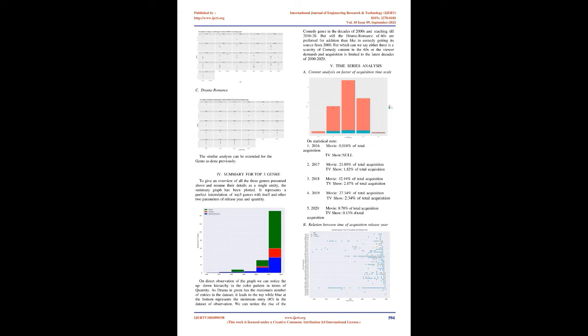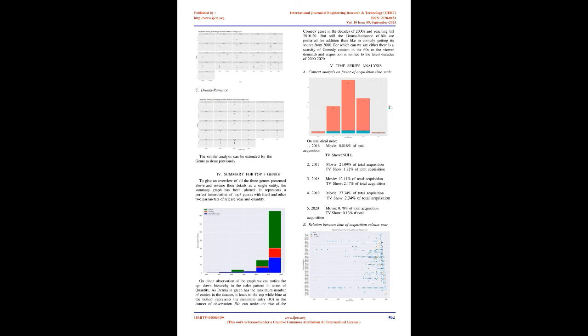To give an overview of all the 3 genres presented above and resume their details as a single entity, the summary graph has been plotted. It represents a perfect interrelation of the top 3 genres with itself and the other 2 parameters of release year and quantity.